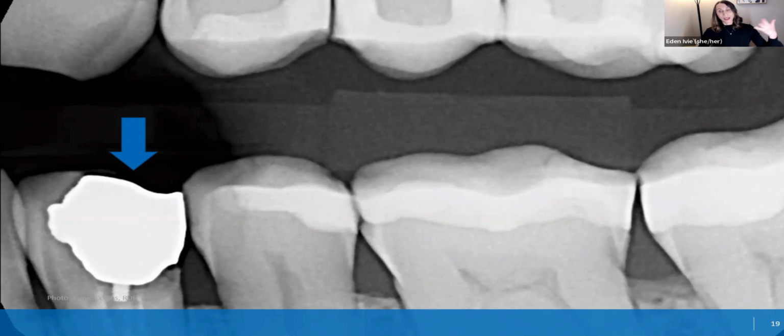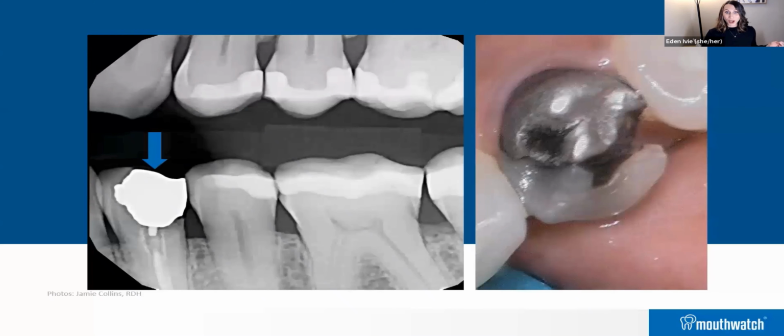Okay, in the past, X-rays were one of our only tools in case presentation to help a patient understand why they needed the treatment that they need. This is a great image. As clinicians, we can see there's definitely an issue with this restoration, right? But when we show that intraoral image, there's no question. Our patient can really understand the breakdown, the destruction, and what their restorative needs are.